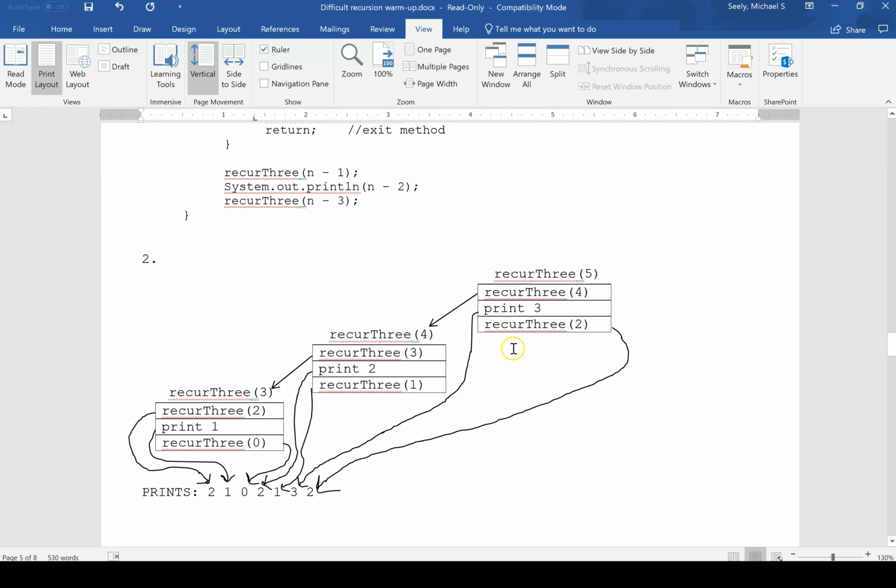Okay, so then we got print 1, that prints, and then recur 3, 0 is less than or equal to 3, so it does this println and it prints 0. Okay, we go back up the stack, we got to print 2, 2 prints here, recur 1, 1 is less than or equal to 2, so it prints 1 right there. And then we go back up, we print 3, and then 2 is less than or equal to 2, so we print 2 right there. Okay.